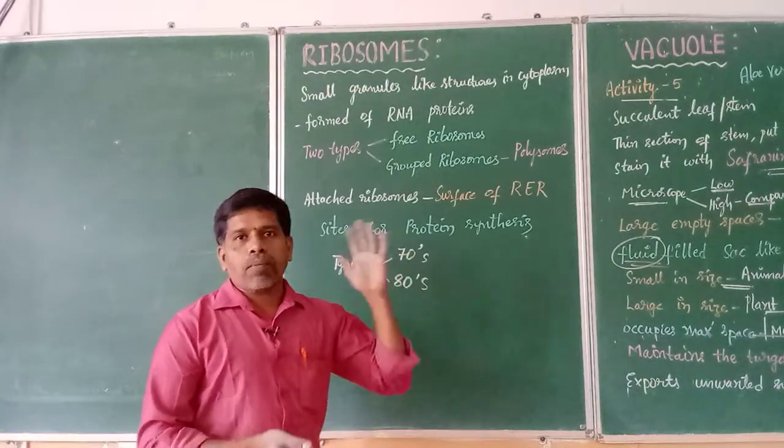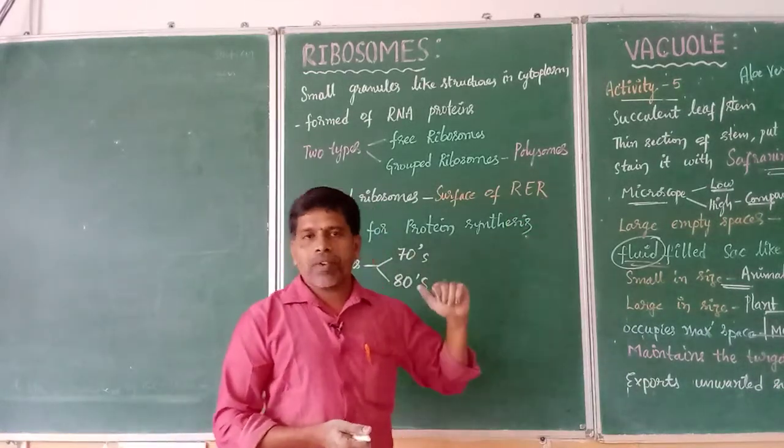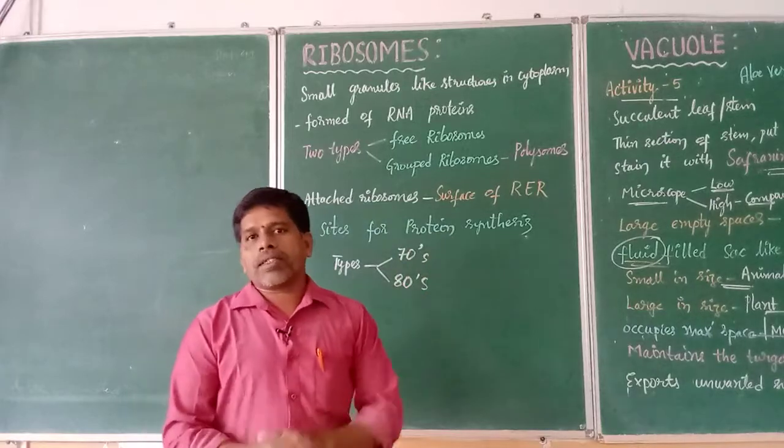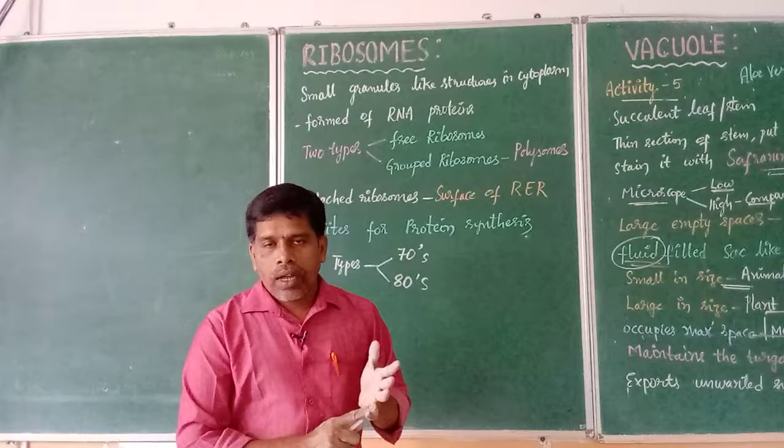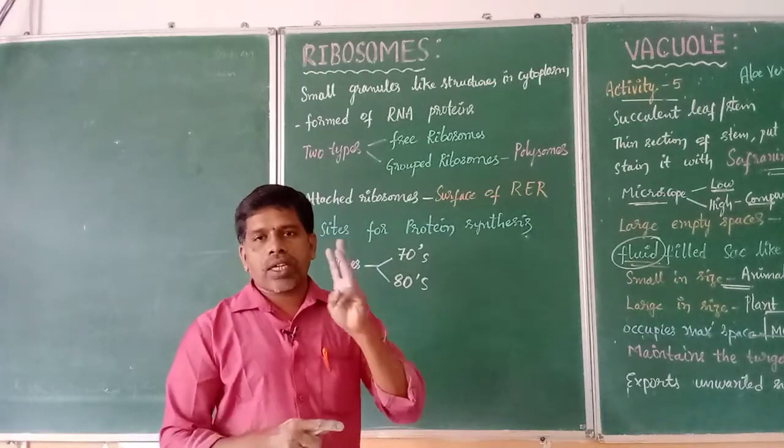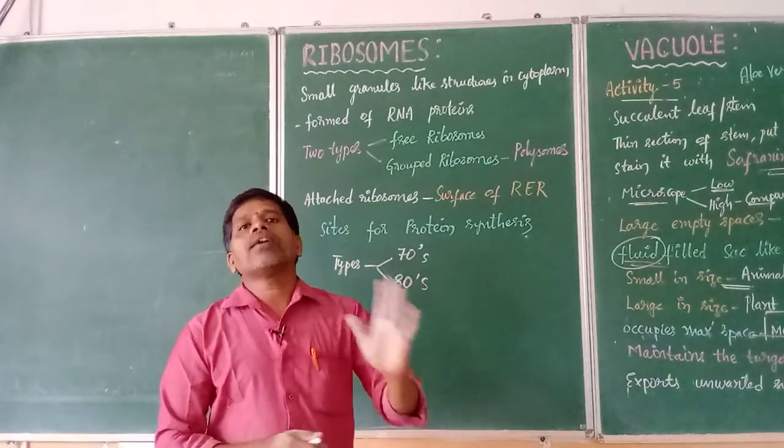So one of the most important differences between the plant cell and animal cell is the presence of the cell wall, the presence of the vacuole, and the presence of the chloroplast. These are the three differences between plant cell and animal cell.